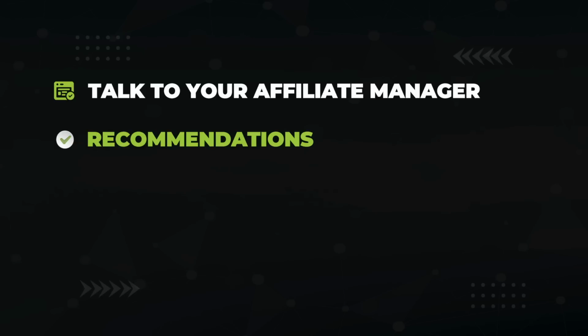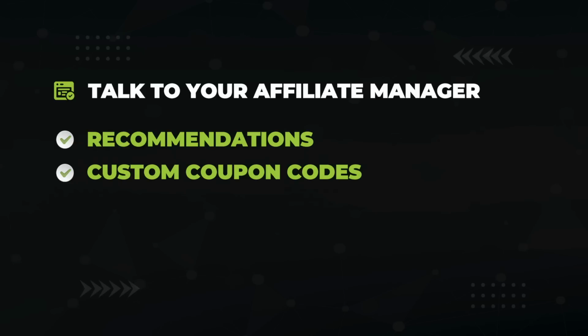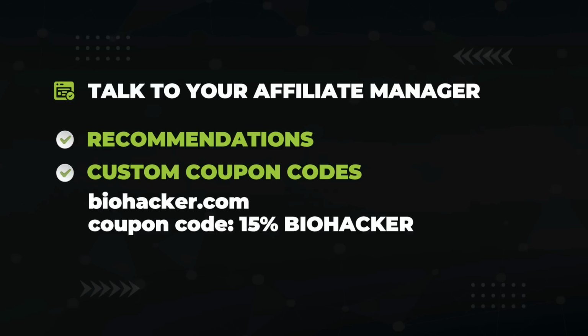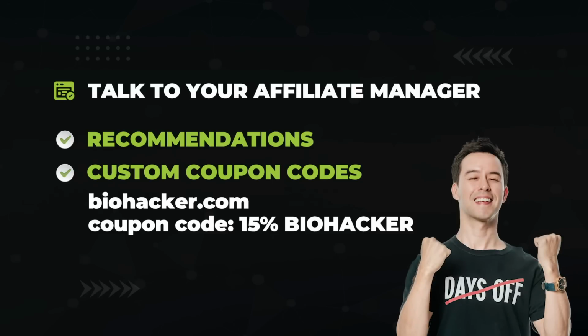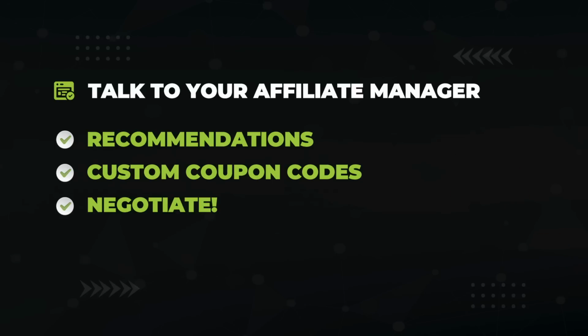First, you can ask for recommendations on which of their products convert the best. Next, you can ask for custom coupon codes. If your blog is called biohacker.com and you get a 15% biohacker coupon code, this is going to convert like crazy because your audience knows it's created just for them. And lastly, and most importantly, you can negotiate commission rates. As mentioned before, the commission rates you start out with are rock bottom. They're always up for negotiation.